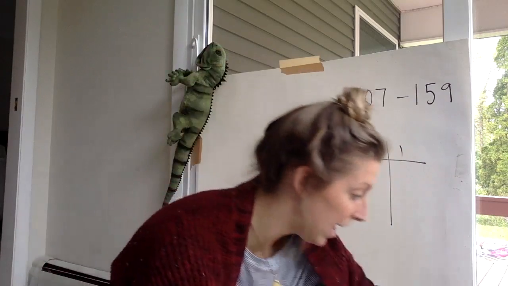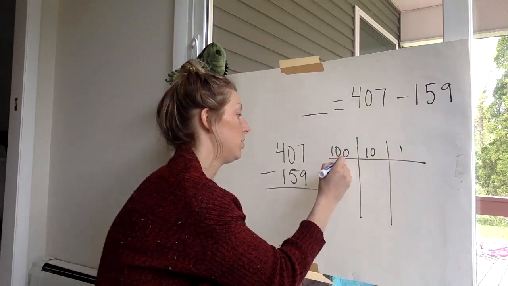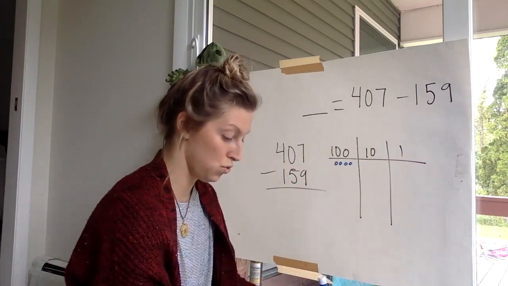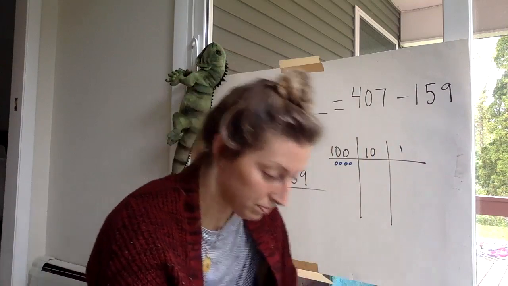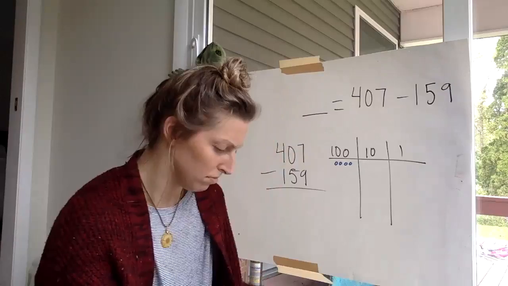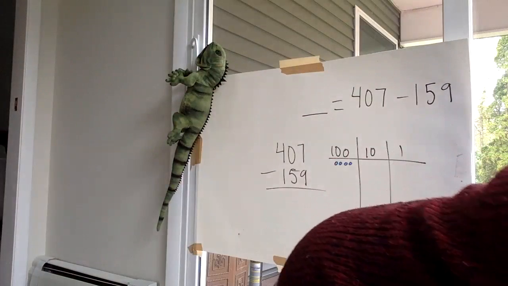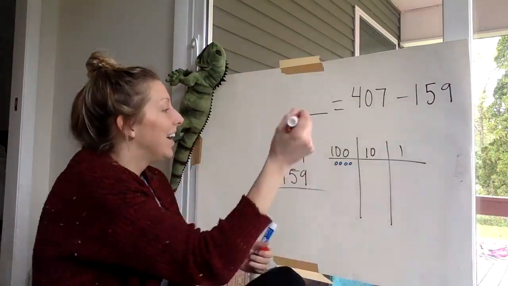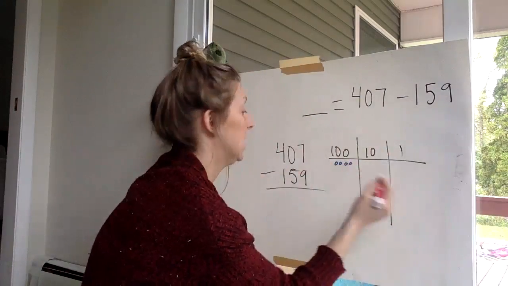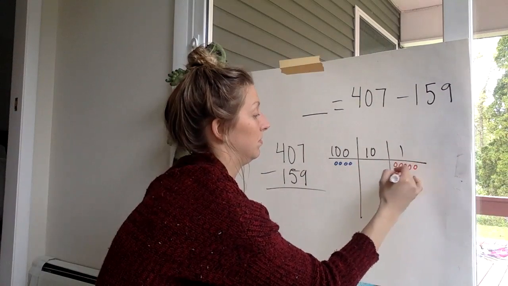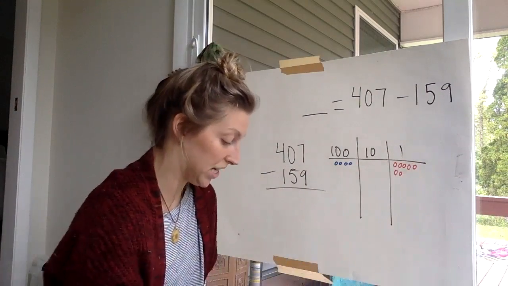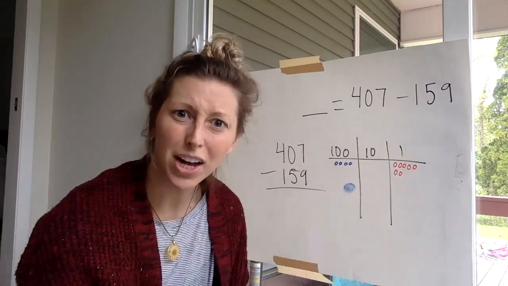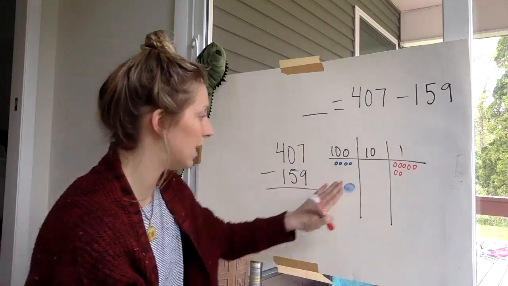So if I have 400, do I have any tens? No. Oops, I'm going to get my red. 407. And then we have 159. So we have 100. Oops, sorry. Why am I drawing 159 when we're subtracting, right?